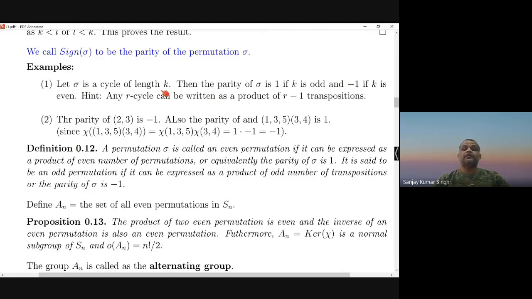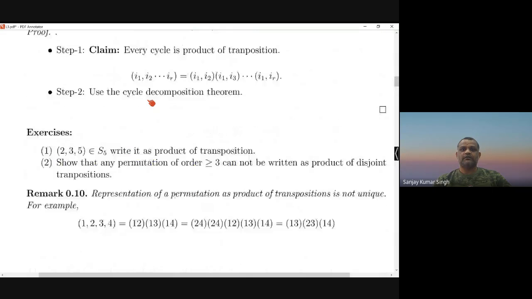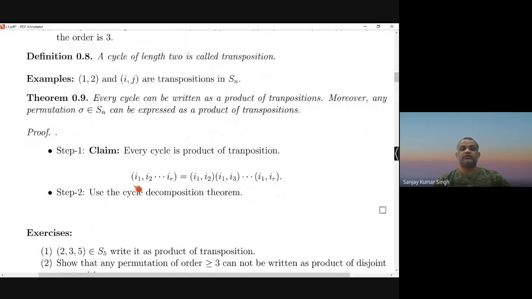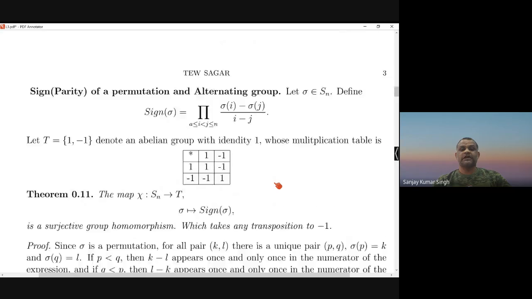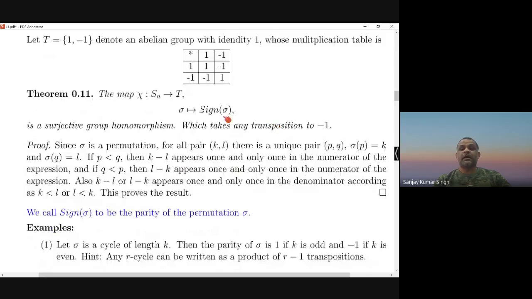If sigma is a cycle of length k, then the parity of sigma is 1 if k is odd, and the parity is -1 if k is even. So how to prove that? The idea is very simple. I can write this cycle as a product of transpositions. You can see easily that if it has length r, then at least one way I can write it is as a product of r minus 1 transpositions. And we have also observed that the parity of any transposition is -1.